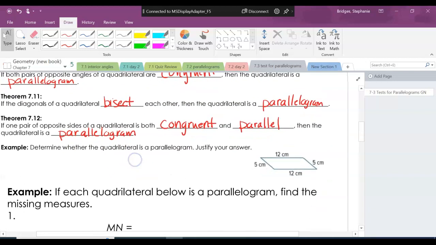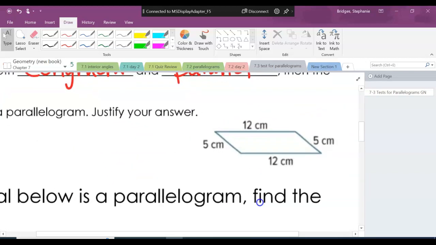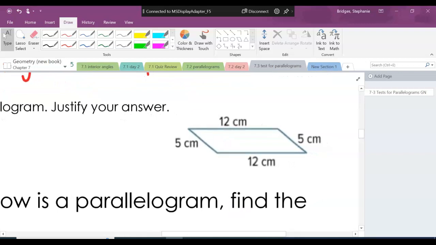So look at that first example. It says, determine whether the quadrilateral is a parallelogram. We're looking at our picture. This is what I'm looking for. Do I have both pairs of opposite sides congruent? Do I have both pairs of opposite angles congruent? Do I have the diagonals bisected? Or do I have one pair that is both congruent and parallel? Do I have one of those four in this picture? Which one do I have?